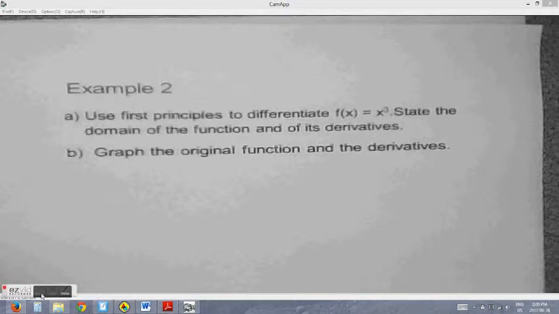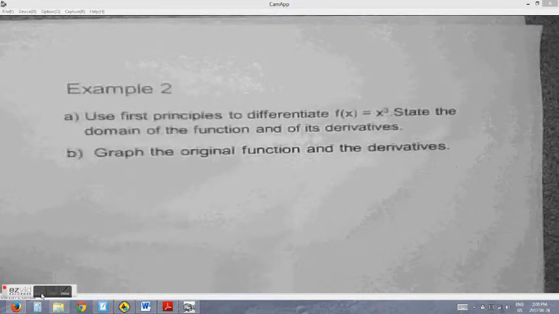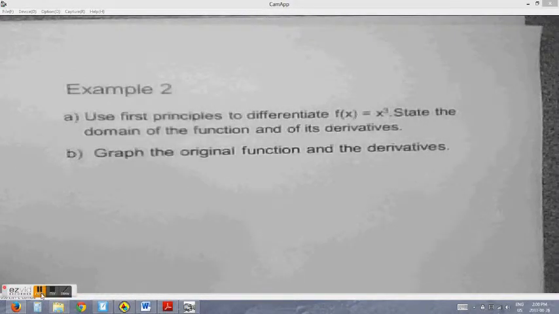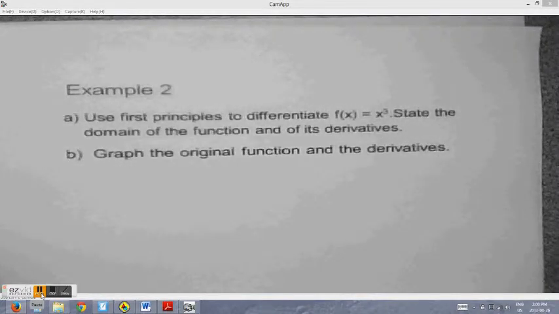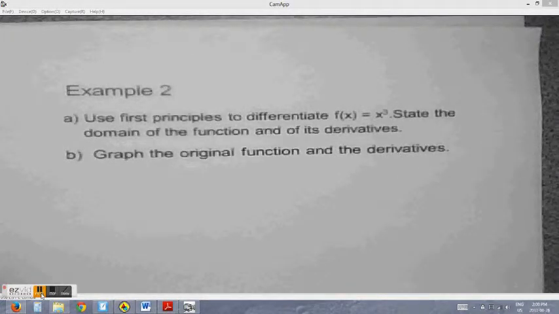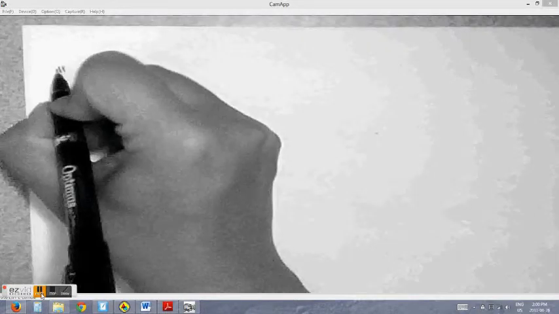Let's go on to example number 2. We want to use first principles of derivatives in order to differentiate f at x is equal to x squared. State the domain of the function and its derivative, and graph the original function and its derivative on the same graph. Okay, so looking at number 2A.